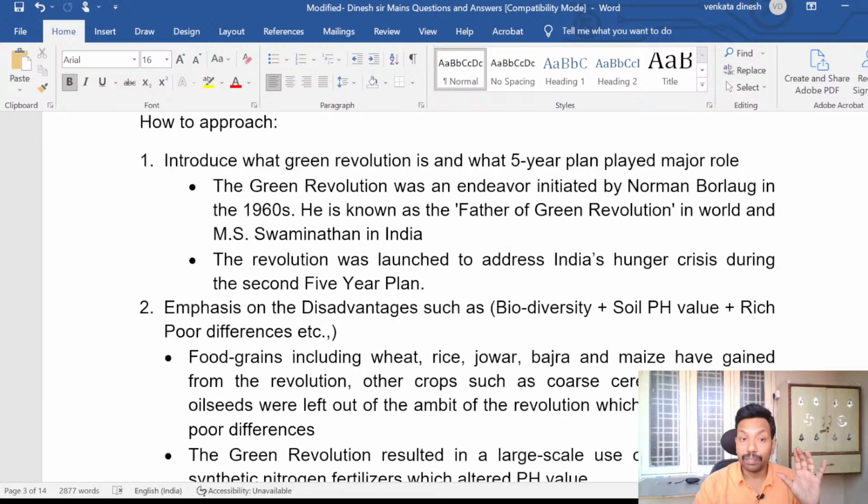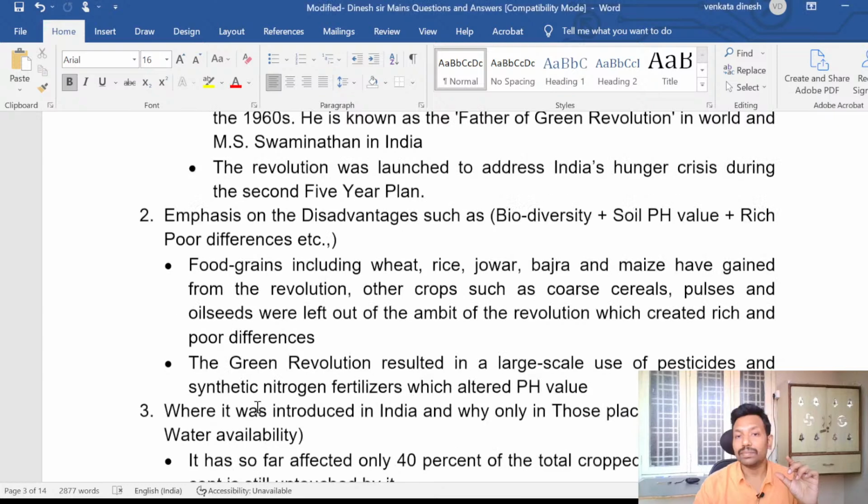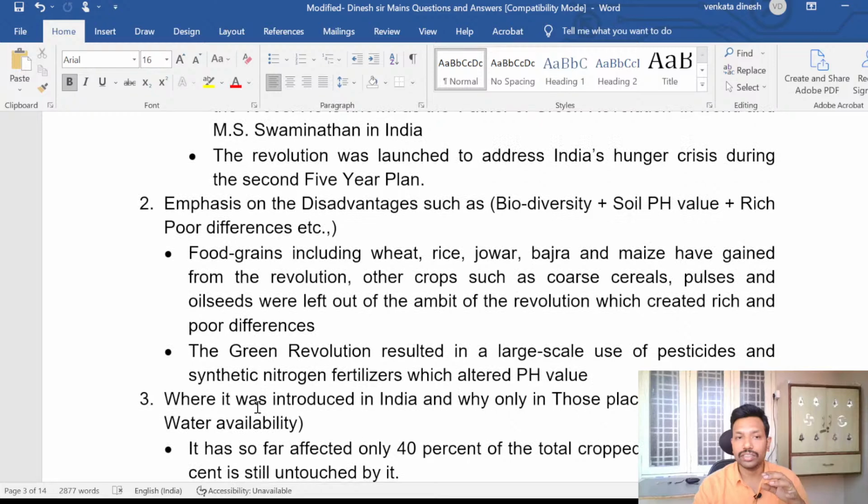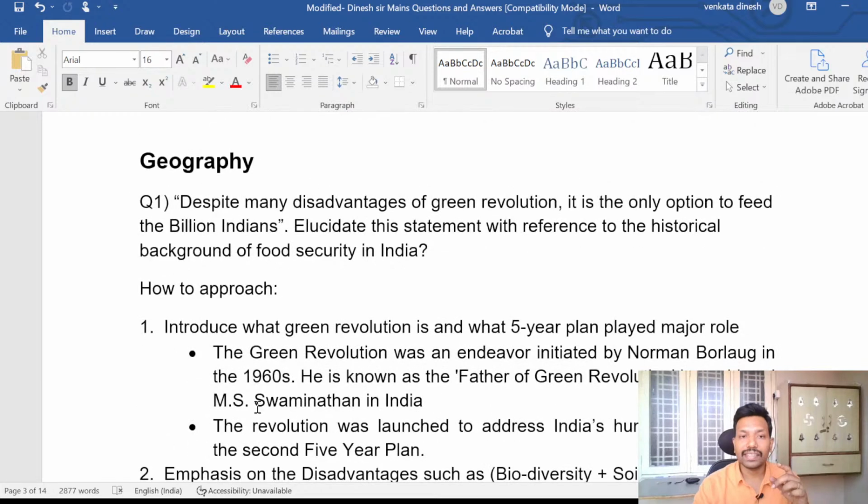Second paragraph, emphasis on the disadvantages. That is very, very important. Emphasis on the disadvantages, right? Such as biodiversity, soil pH value, rich and poor differences. Yes, there is a list of disadvantages, such as biodiversity. Again, he is not asking what the disadvantages are.